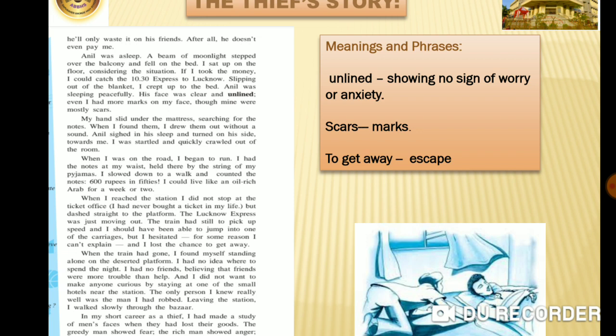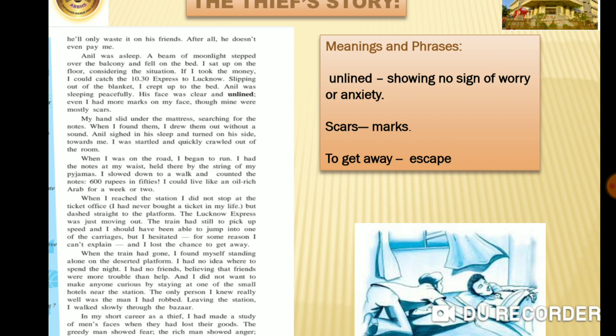The train had still to pick up speed, and I should have been able to jump into one of the carriages. But I hesitated. For some reason I can't explain, and I lost the chance to get away. Now here is a twist, students. So the Lucknow Express was waiting there, but he couldn't board the train. He hesitated for a moment. A thought came to his mind, and the train went off.